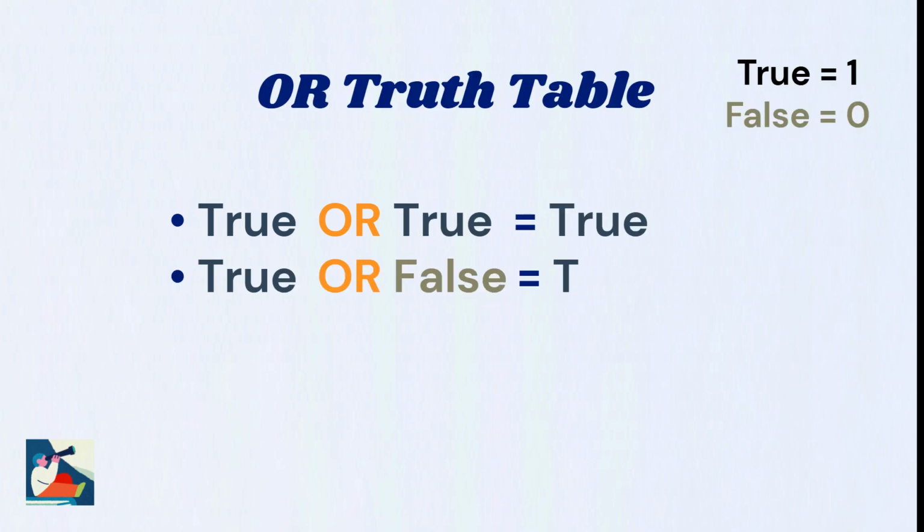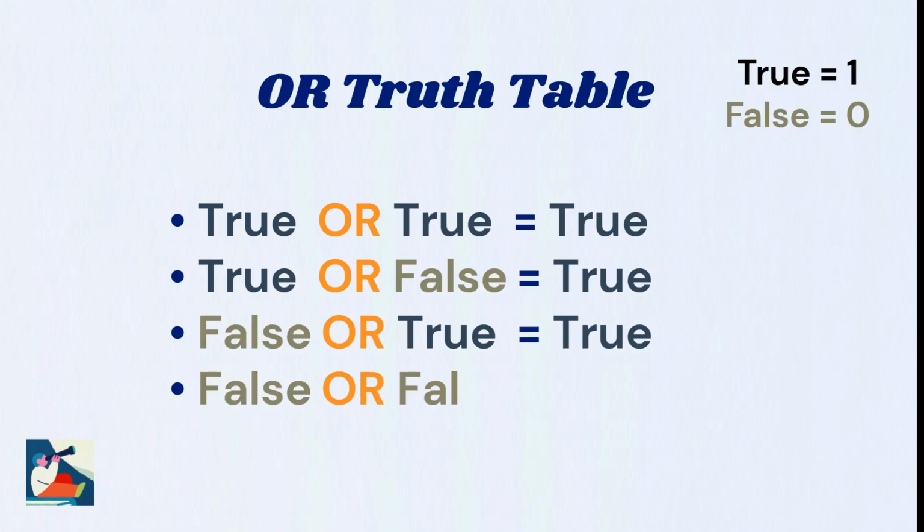Let's look at the truth table. It makes it easy to understand how conditional statements, if/else, resolve based on combinations of true or false inputs. OR truth table. True or true equals true. True or false equals true. False or true equals true. False or false equals false.